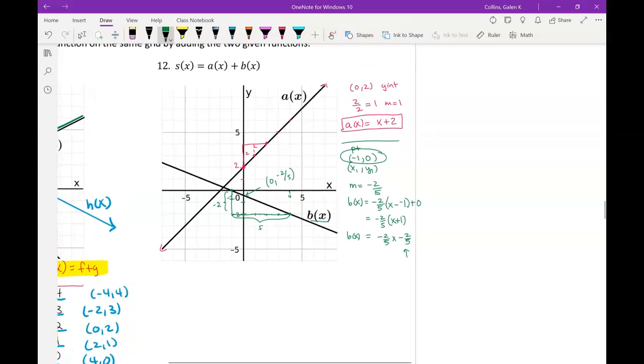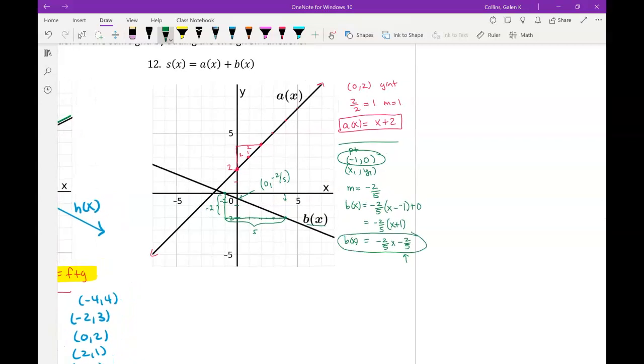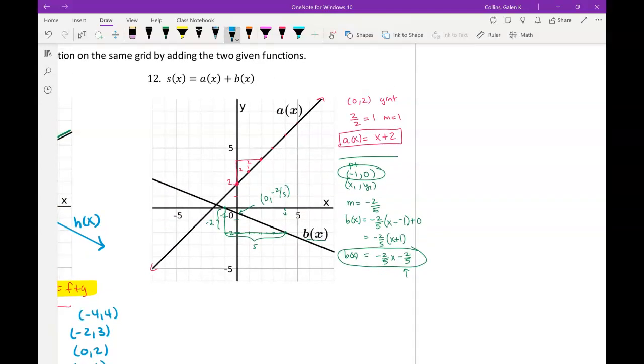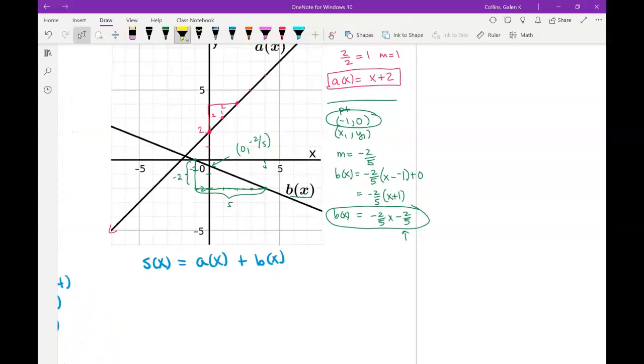All right, so now the way we could use the explicit equations for a and b to find s of x to graph it is we could just literally add those together. So we said s of x is whatever a of x is plus b of x. Well, we know a of x is the same as saying x plus 2, and b of x is the same as saying -2/5 x minus 2/5. So that means that this function s with respect to x is x plus 2 plus -2/5 x minus 2/5. And I just need parentheses there because I wrote plus a negative just to be clear.